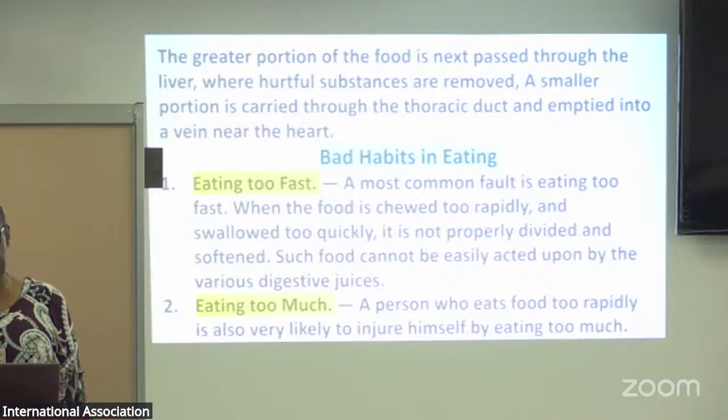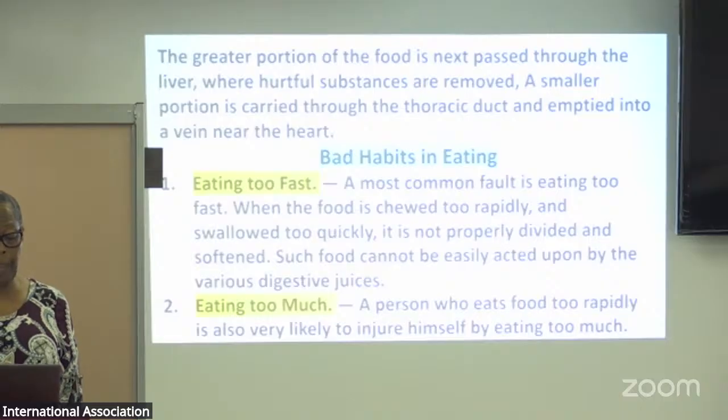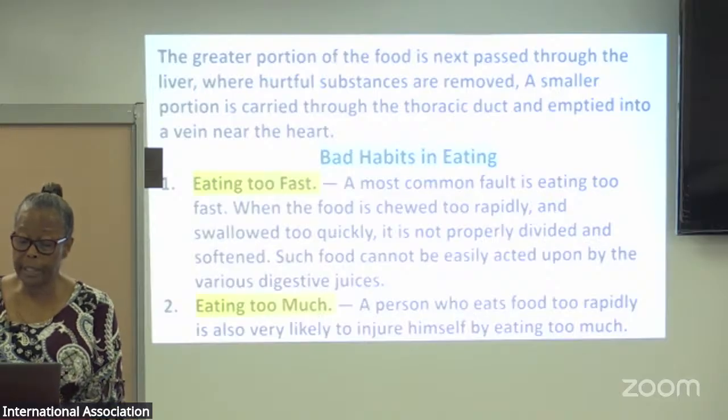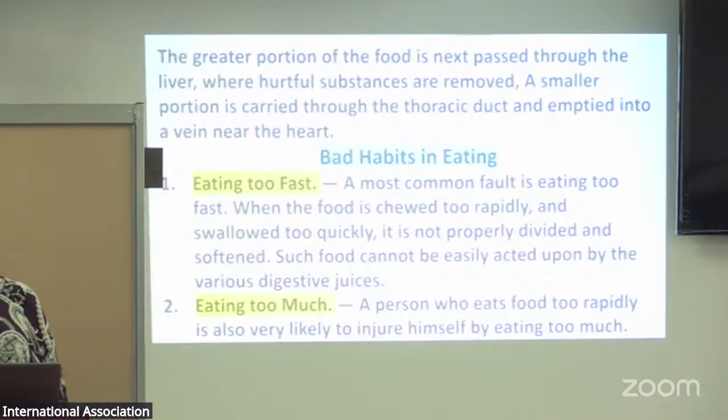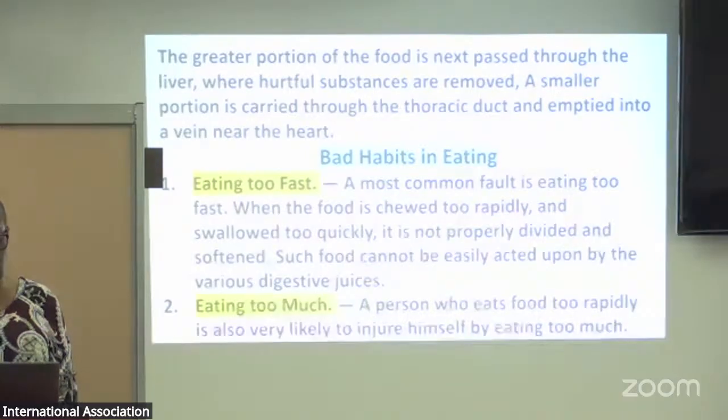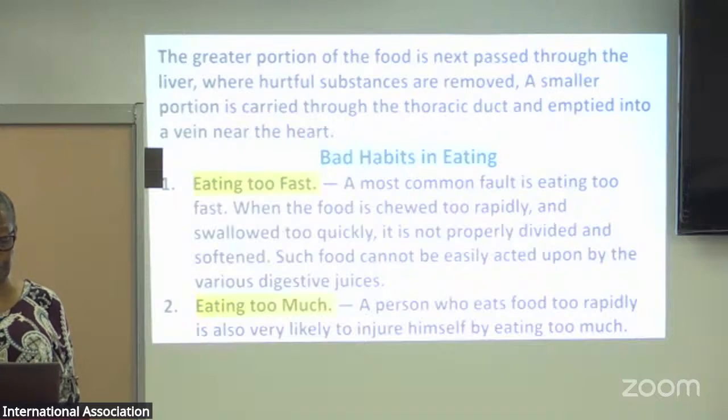Bad habits in eating. 1, eating too fast. A most common fault is eating too fast. When the food is chewed too rapidly and swallowed too quickly, it is not properly divided and softened. Such food cannot be easily acted upon by the various digestive juices.